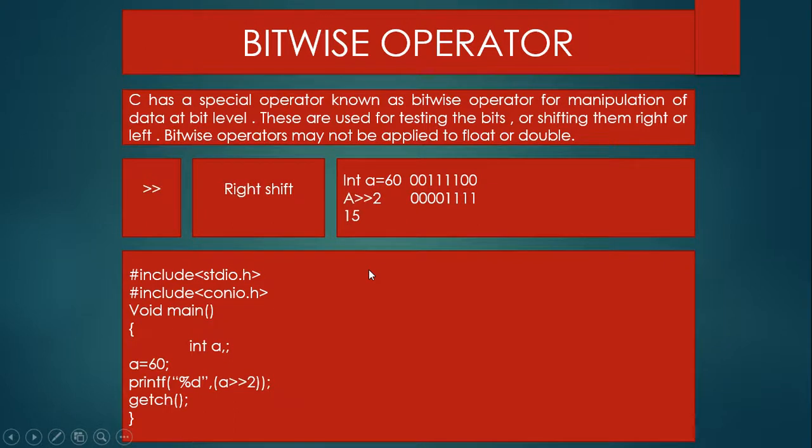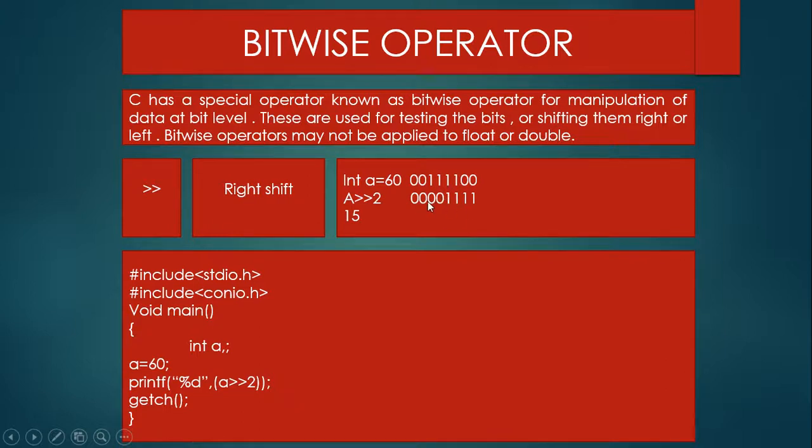Okay, in this bitwise operator I explain the right shift operator. This symbol is called the right shift operator. It shifts the bits right. I am taking here again the variable a assigned 60 and its binary format, and when I right shift 2, the binary format is like this. This one comes to this position, and this one comes to this position, this one comes to this position, and this one comes to this position.